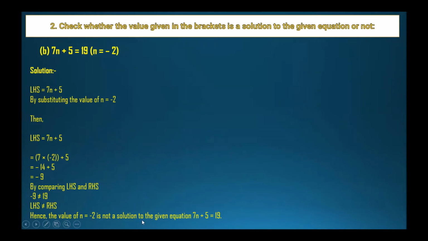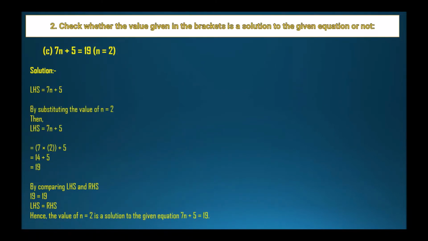Next, 7n plus 5 equals 19. Here the value of n is 2. So we will substitute the value of n, that is 2. So 7 into 2 plus 5, 14 plus 5, that is 19. Here LHS and RHS both are equal. That is why we can say that n equals 2 is a solution to the given equation 7n plus 5 equals 19.